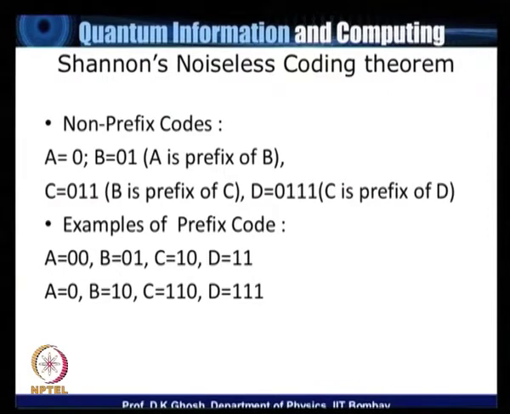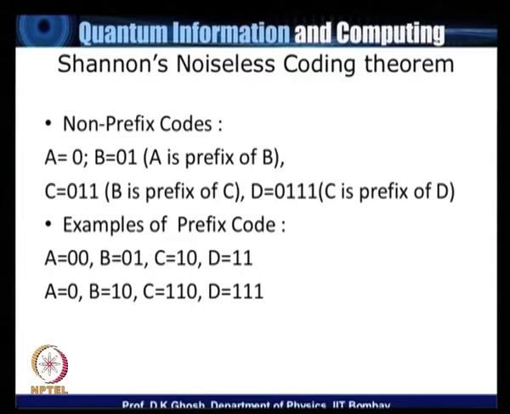That is called Shannon's noiseless coding theorem. The only thing is that it is applicable for what is known as a prefix code. This slide shows what is meant by a non-prefix code. By definition, a non-prefix code is a code in which the code for a given letter is a prefix for a second letter. So, in the previous case that we considered, we said A is 0, B is 01, but look at B is 01. The code for A is the prefix to B. So, that tells me that the code I am talking about is not a prefix code. The same for C, which is 011, but then B, which is 01, is a prefix for C, and likewise for D.